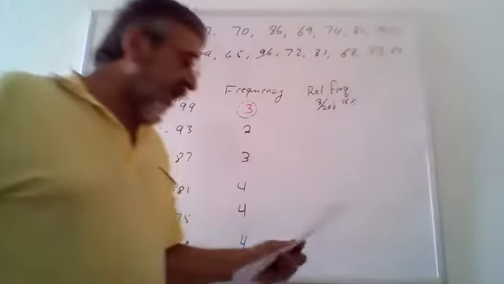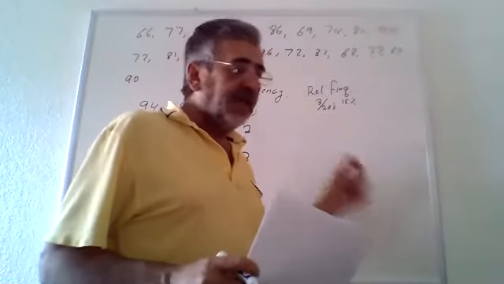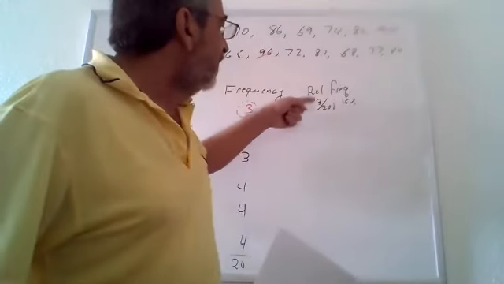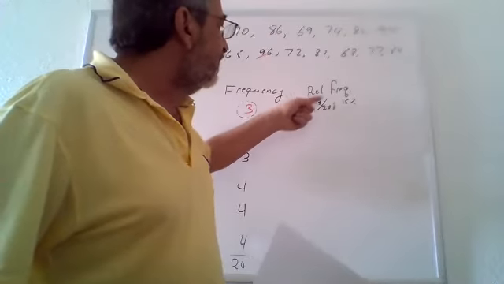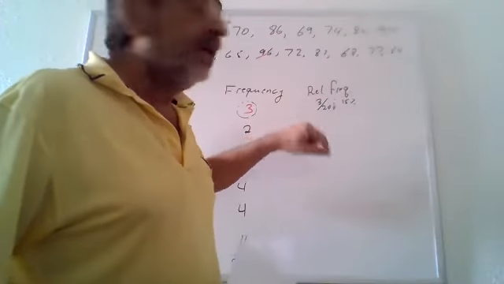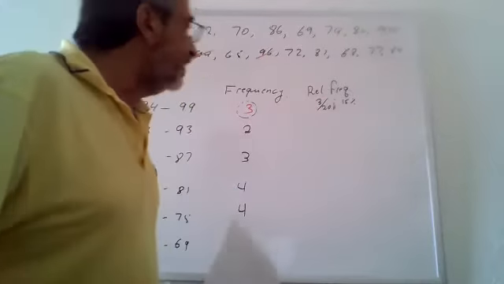Now notice, if they give you a percentage, you do have to write it in a percent fashion. How do I find the percent? You multiply 3 by 100 and divide by 20. So 3 times 100 is 300, and 300 divided by 20 is 15. Okay, so the second one in this frequency is 10%.